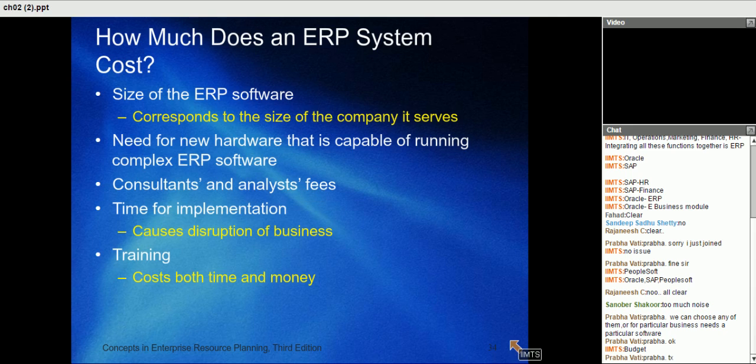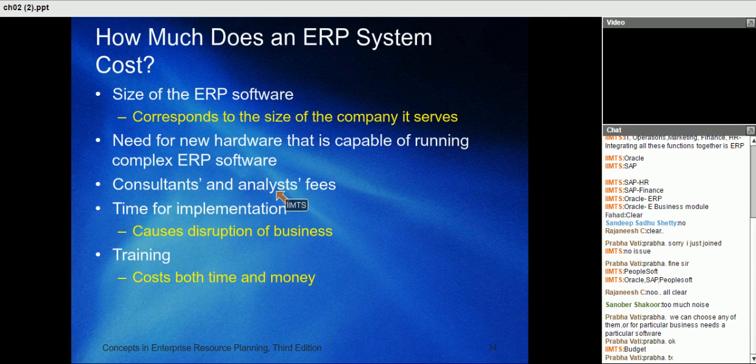So you need to have the hardware configuration being decided by your infrastructure team, whether it can support the load of the ERP system or not. So you need to have software related to that.